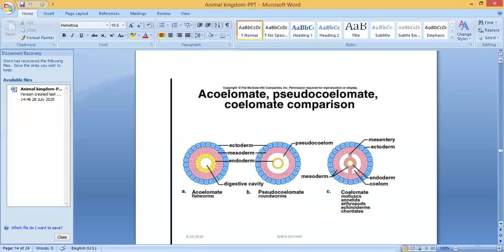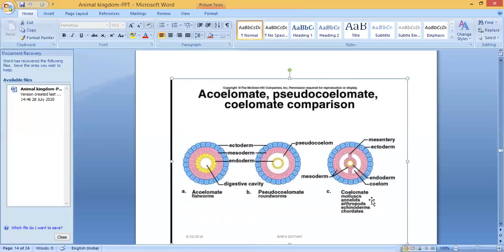You will understand if you look at this figure: acoelomate, pseudocoelomate, coelomate comparison. First one is acoelomate, example flatworms. Second, pseudocoelomate, roundworms. Third one is coelomates: all Mollusca, annelids, arthropods, echinoderms, chordates. All these come under the coelomate group. Here you see ectoderm, then in pink color mesoderm, and in yellow color endoderm, and in the center you can see the digestive cavity. Acoelomate: here there is no body cavity or coelom.